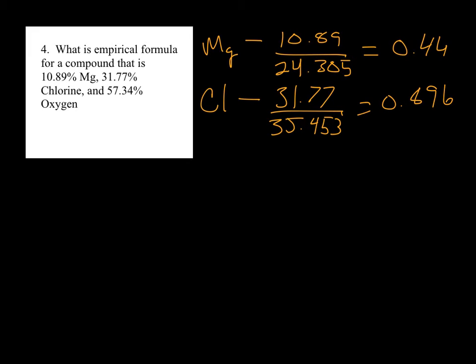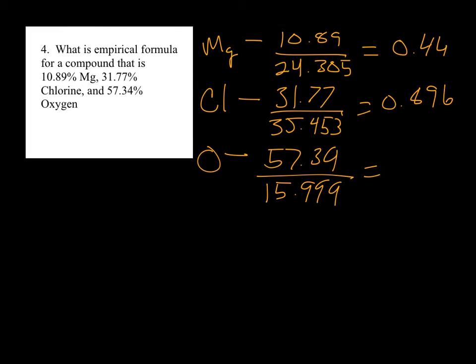0.896. And then I have oxygen, and there's 57.34 grams of oxygen. And I divide that by the mass of oxygen, 15.999, and that gives me 3.58. Now I'm going to divide all of these by the smallest. Well, the smallest one is 0.44, so divide all of those by 0.44. Like so.